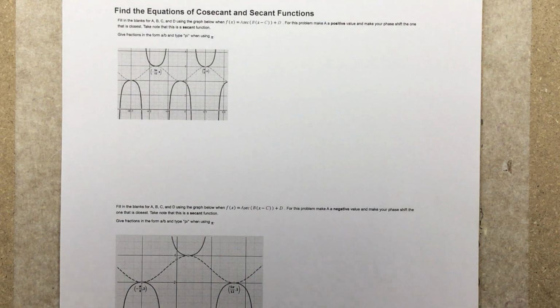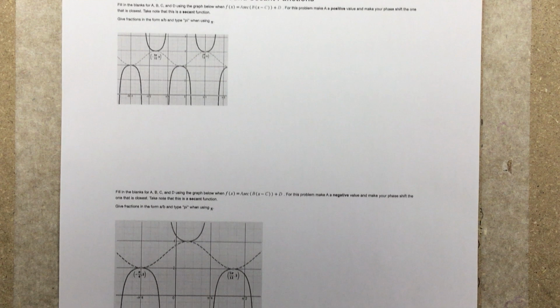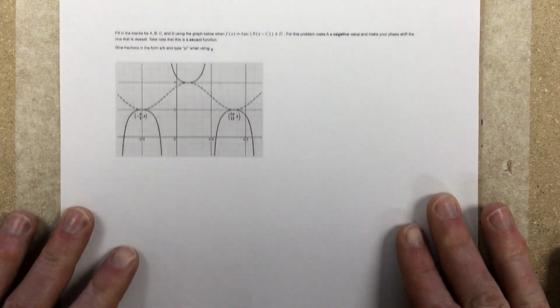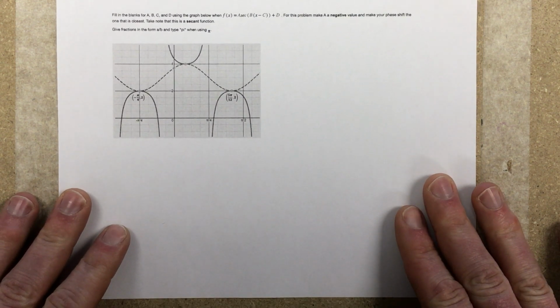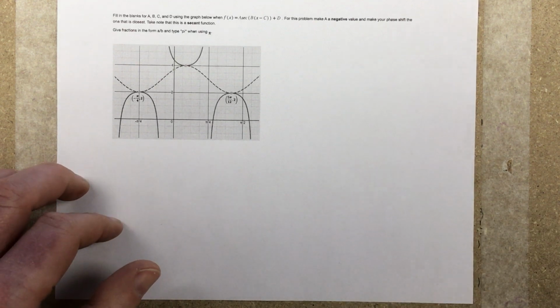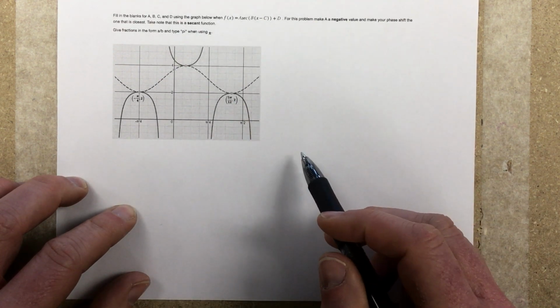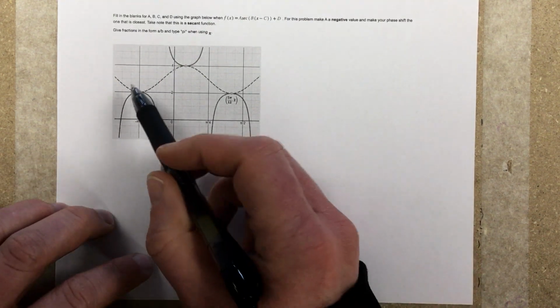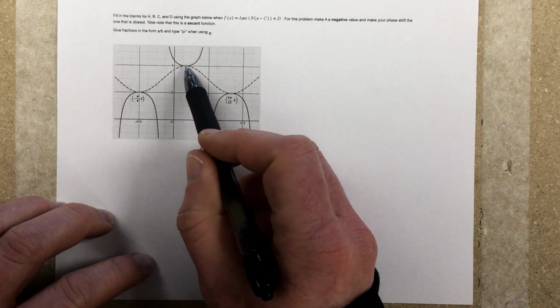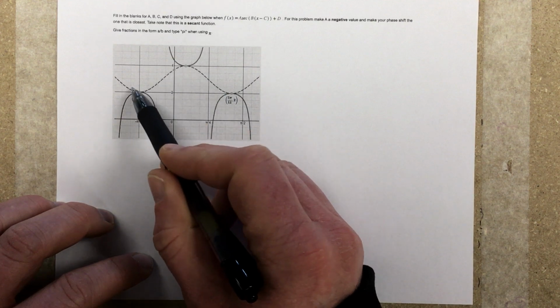In this video, we're going to find the equations of cosecant and secant functions. I'm going to start out with a secant function. The secant function, if you remember, is a reciprocal of cosine. So you can see that they've got the cosine graph graphed in the middle of this function.